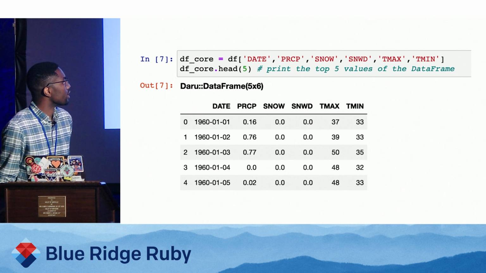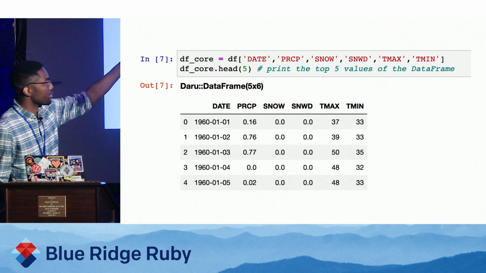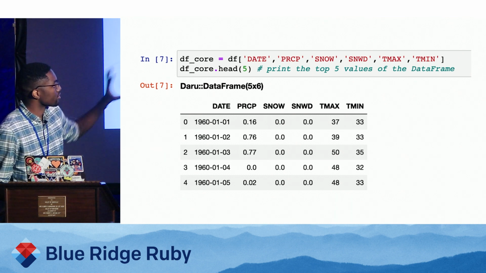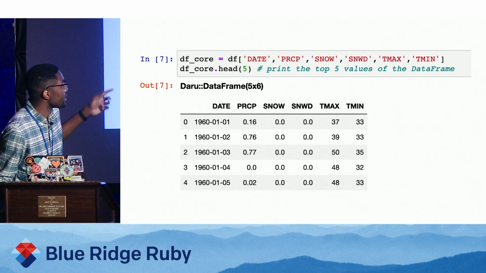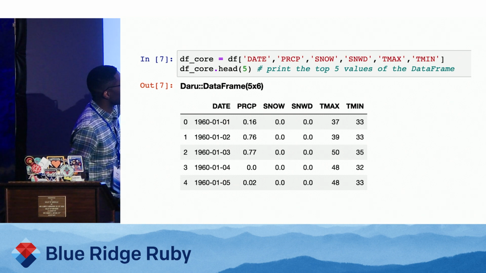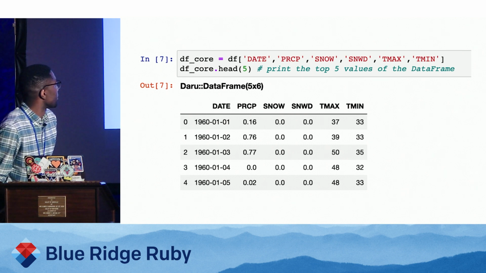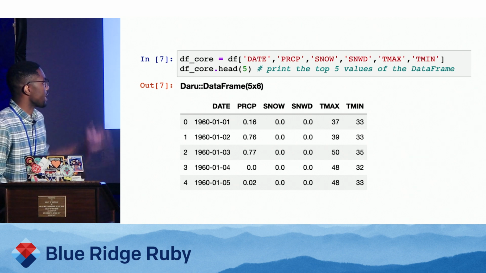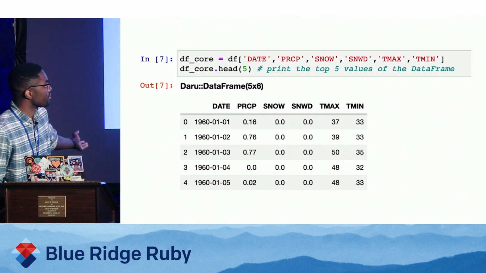So what I did was I'm creating a new data frame here. All I'm taking is the precipitation, the snowfall, and all those 5 core values, and I'm putting that into my data frame, and also the date that we read those values in. So that's January 1st, 1960. The precipitation was 0.16. And that's the reading for that day. So this is the data set we're going to use to build our model.